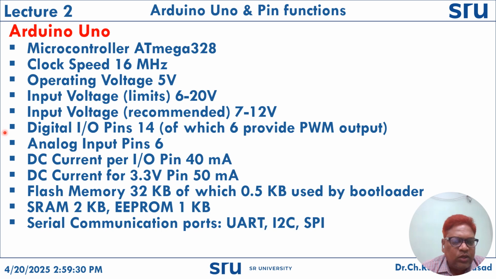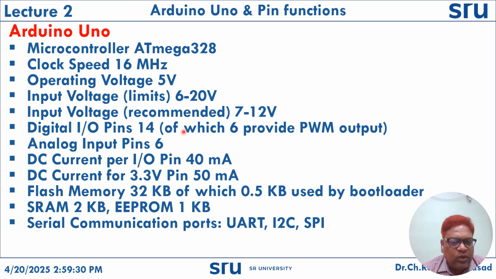The Arduino UNO has 14 digital I/O pins, of which 6 pins are PWM outputs or analog outputs. In addition to these pins, it also has 6 analog input pins. The DC current per I/O pin is 40 milliamps when we are using 5 volts, and the DC current for the 3.3 volt pin is 50 milliamps.